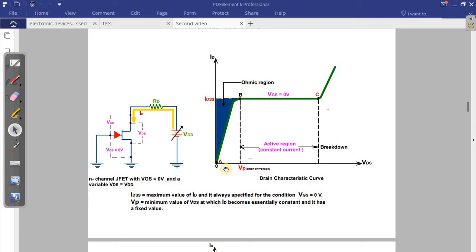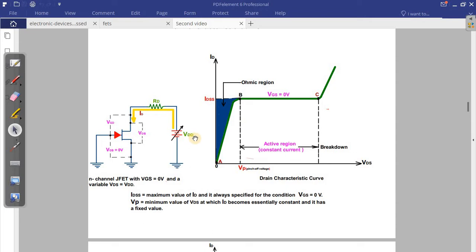And then what will happen now? There will be a small penetration of depletion in this ohmic region. It will be an insignificant amount of depletion, so it doesn't affect the transistor. So in this region, the ohmic region, the transistor behaves like a resistor.